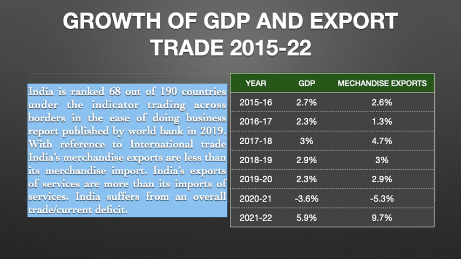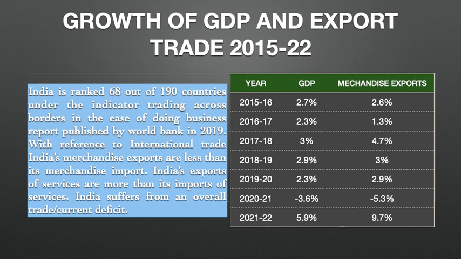2015 to 16 witnessed a GDP increase of 2.7% and merchandise exports increased by 2.6%. In 2016 to 17, world GDP increased by 2.3% and world merchandise by 1.3%. This slowdown in growth reflected the further weakening of investment spending across the world. In 2017 to 18, world GDP increased by 3% and world merchandise trade exports by 4.7%. This year witnessed the strongest growth in world trade since 2011.